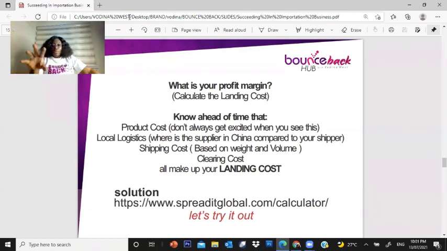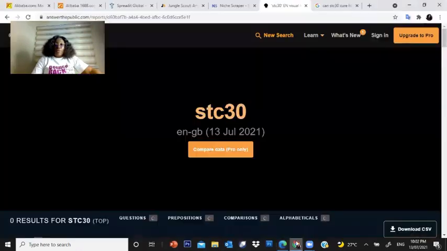I've talked about this: the product cost, the local logistics, and shipping costs, all that together makes the landing cost. So we're going back to Spread It Global because they have created an amazing solution for this. This was what attracted me to Spread It Global. Immediately I saw their calculator, I'm like, okay, these guys, you know what you are doing, and I fell in love with the company immediately.